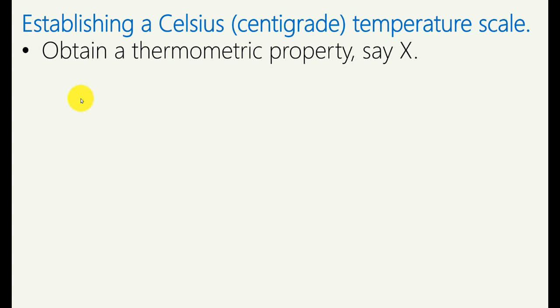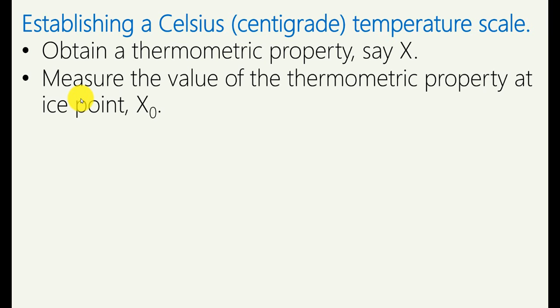So you first obtain a thermometric property. Number two, you measure the value of the thermometric property at the ice point. So you get the value of the thermometric property at the ice point. That value we are calling X naught.